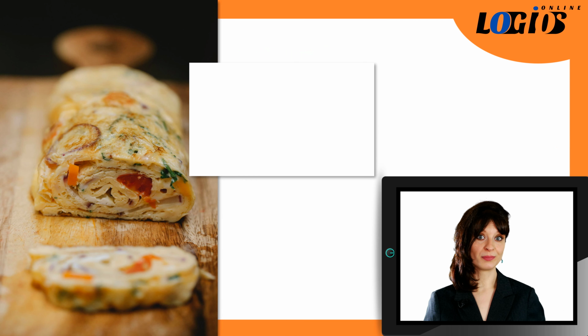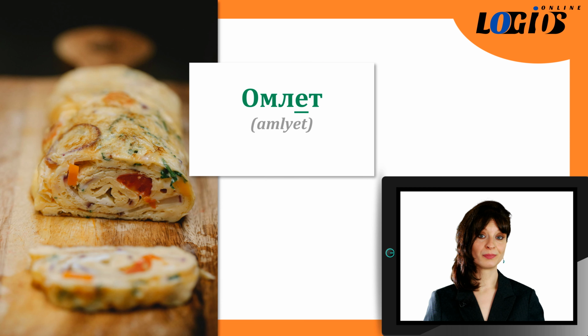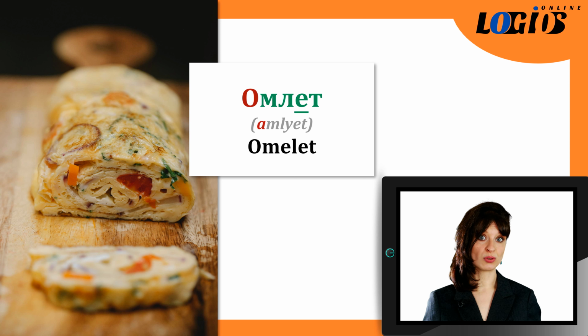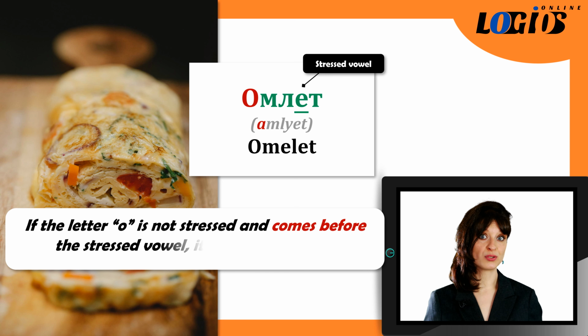Let's see another example. Omelette, an omelette. The letter O is not stressed and it comes before the stressed vowel. Therefore, it's pronounced A. Omelette.